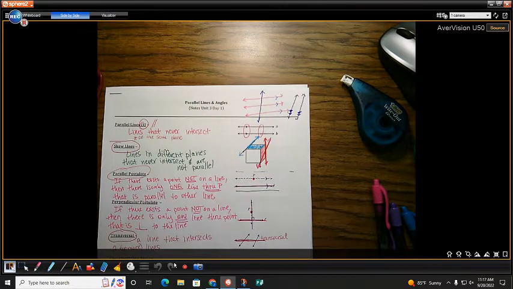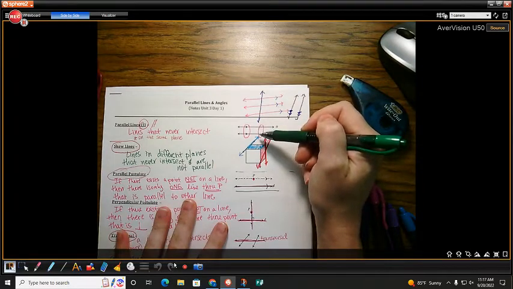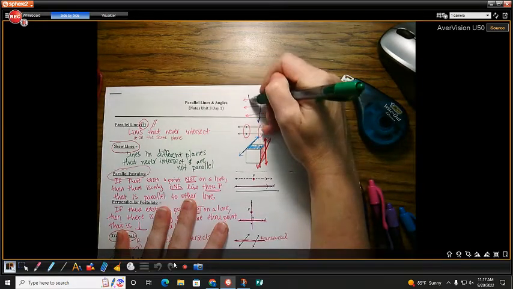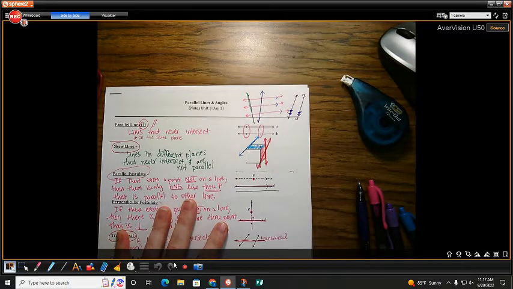Can I have more than one transversal on a set of lines? Yes. Oh, I remember this one. I've got this dark blue transversal. And then I could have this green transversal here. Could I have a bunch of them?